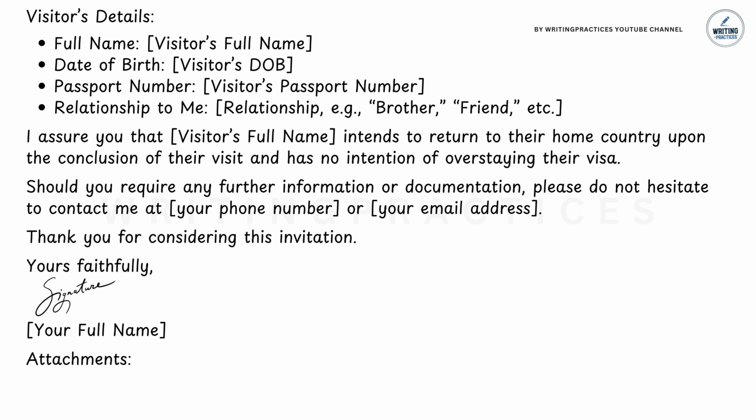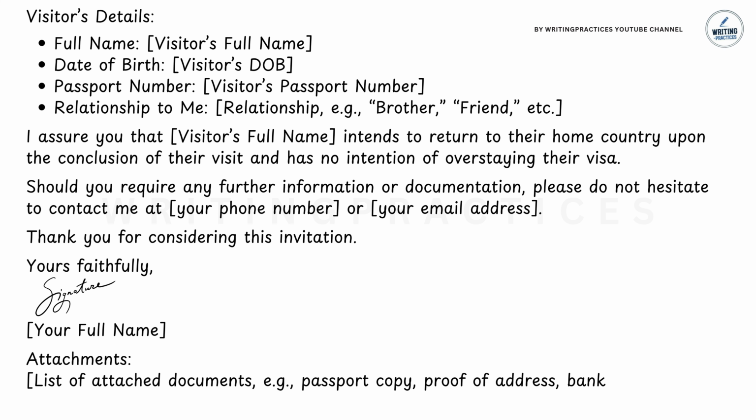13. Attachments. List the documents you are including with the letter. This helps the visa officer verify the information provided and assess the visitor's application. For example, attachments: copy of my British passport, recent utility bill, bank statements from the last 3 months.